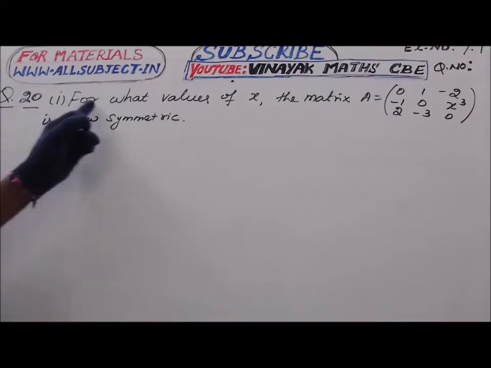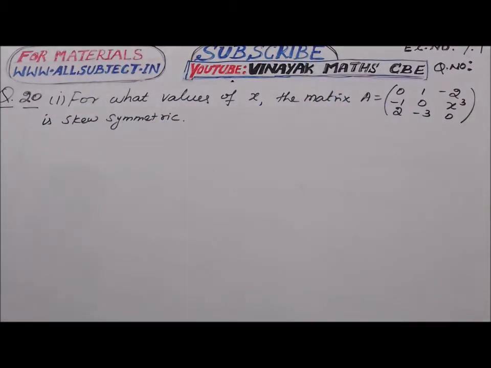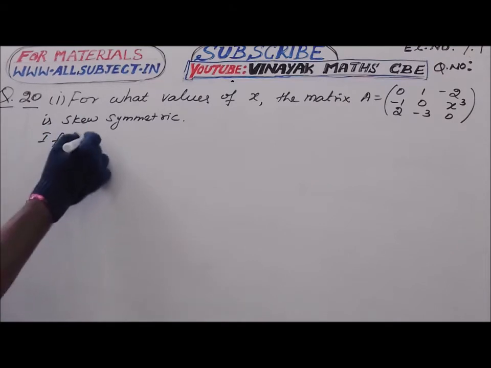Question number 20. For what values of x is the matrix A skew symmetric? That is a condition. If a matrix is skew symmetric, then A is equal to minus A transpose, or A transpose is equal to minus A.